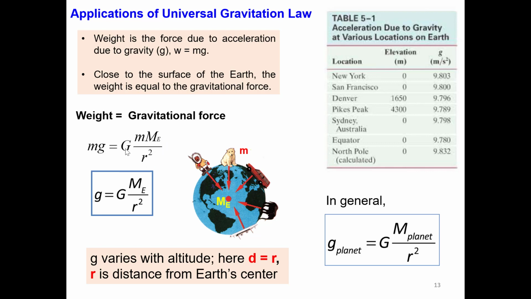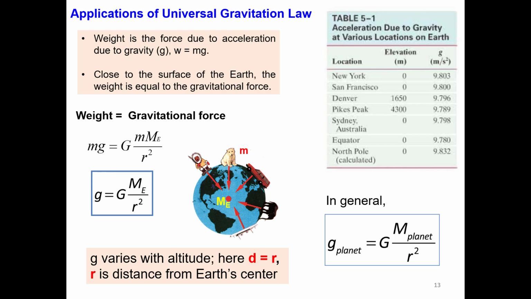We can define a G, which is a constant value. The mass, in this case, if we consider our planet, the Earth, then this small m corresponds to the mass of any of these objects, for example, or any of these animals or this person, and this corresponds to the mass of the Earth. And the radius corresponds to the distance from the Earth's center, or the radius of the Earth. Close to the surface of the Earth, these two forces are equal.